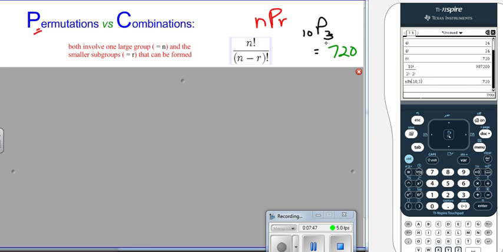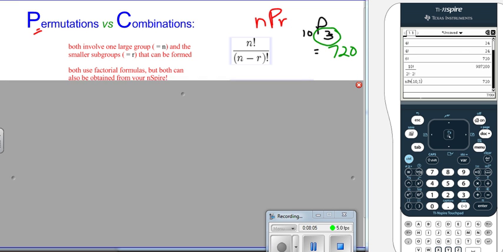Now, in those groups of 3, we were really interested in how those 3 things would line up. We were really interested in the fact that we had a secretary, a vice president, and a president. And we could assign those jobs differently. So we were being very picky about what was going on in those groups of 3. P for picky. Now we're going to talk about combinations.